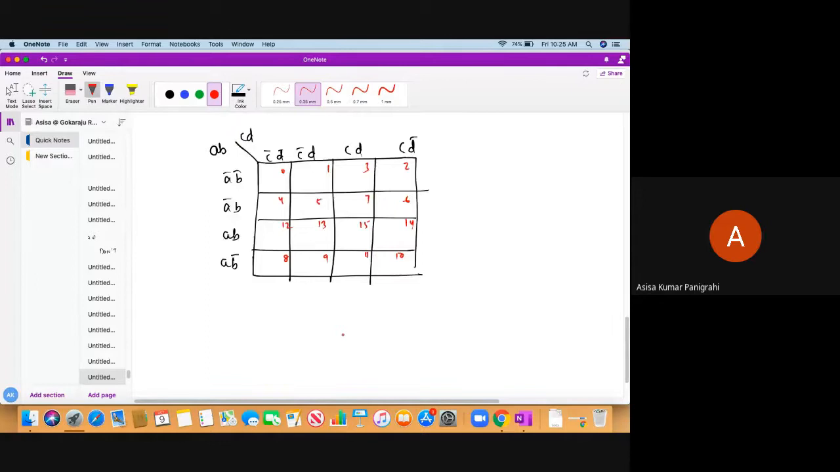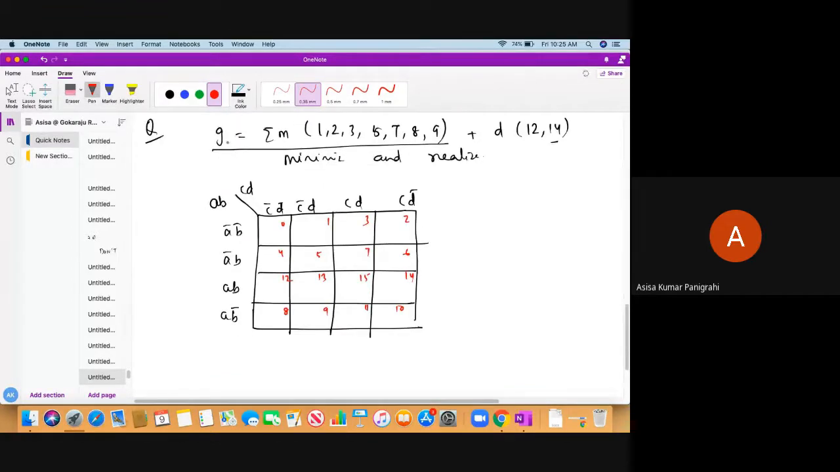Now what I have to do, whatever minterms are present in this function, I will put 1, because this is SOP. So 1 is present, so I can put 1. 2 is present, I can put 1. 3 is present, 5 is present, 7 is present, 8 is present, 9 is present, and the don't cares are 12 and 14. So 12 and 14 are my don't cares, and other places obviously 0. If nothing is there, it means you can put 0. If you are not putting it also, obviously that is 0.